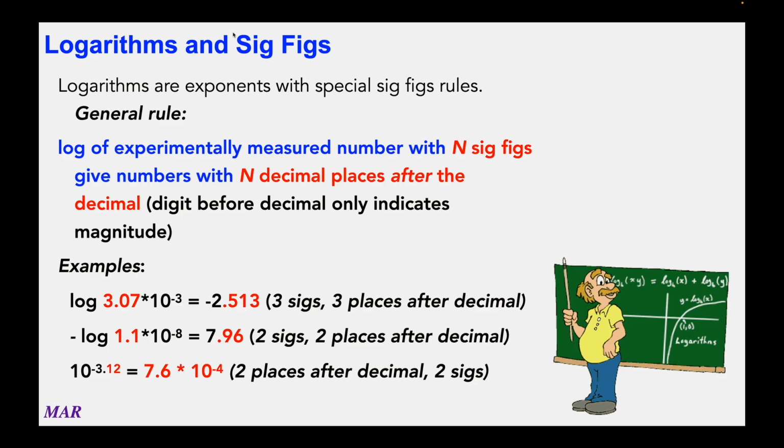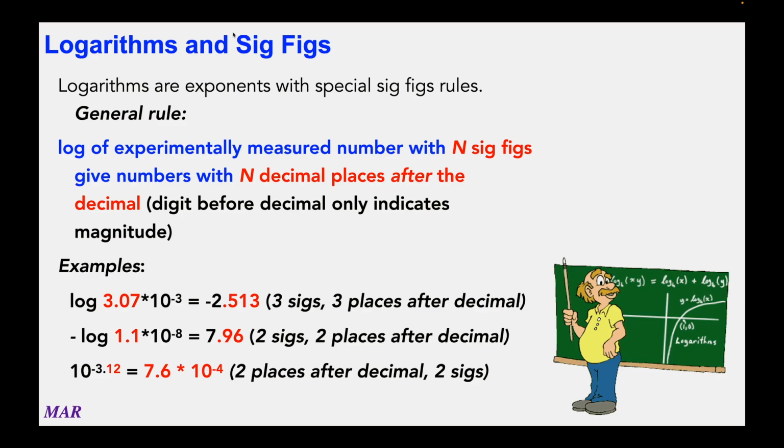Now, the log of 3.07 times 10 to the minus 3, that's a 3 sig fig number. So we want to record digits 3 places to the right of the decimal. So minus 2.513 would be the correct number. And you can try this in your own calculator. You wouldn't round it to minus 2.6 or something like that. You want to keep 3 sig figs, which means 3 digits past the decimal.